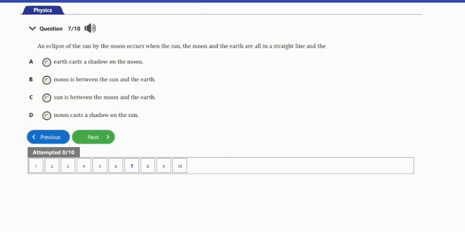An eclipse of the sun by the moon occurs when the sun, the moon, and the earth are all in a straight line, and the moon is between the sun and the earth. So the shadow of the moon will be cast on the earth. So that's it for this question. Let's go ahead and consider the next question, guys.